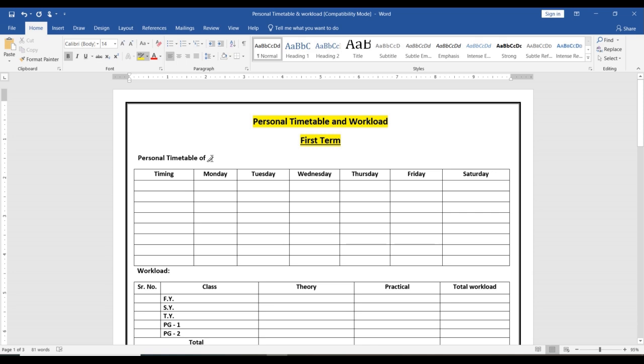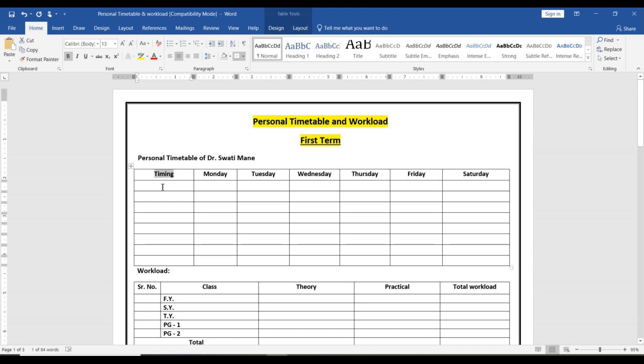So first you have to mention your name, that is teacher name, personal timetable of, for example, Dr. Swati Mane. Now in this table of personal timetable, timing column is mentioned and day wise schedule you can mention in this table. So from Monday to Saturday the days are mentioned.